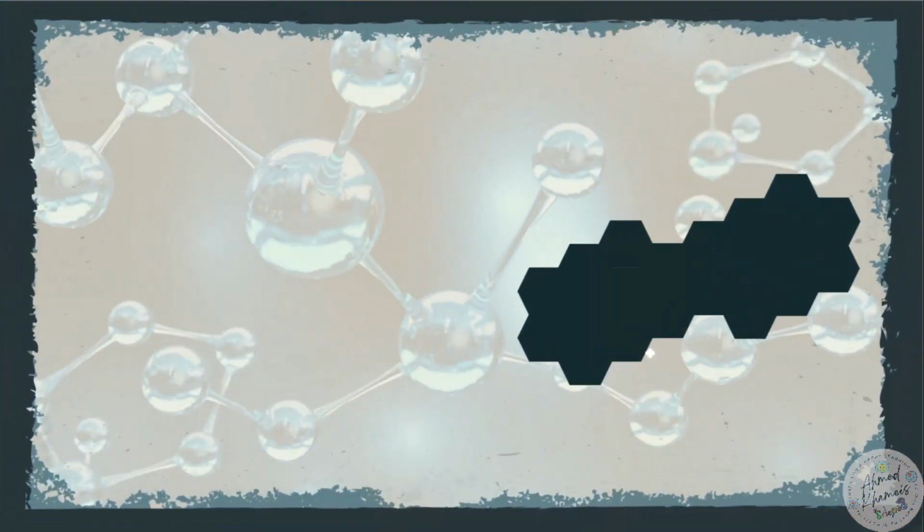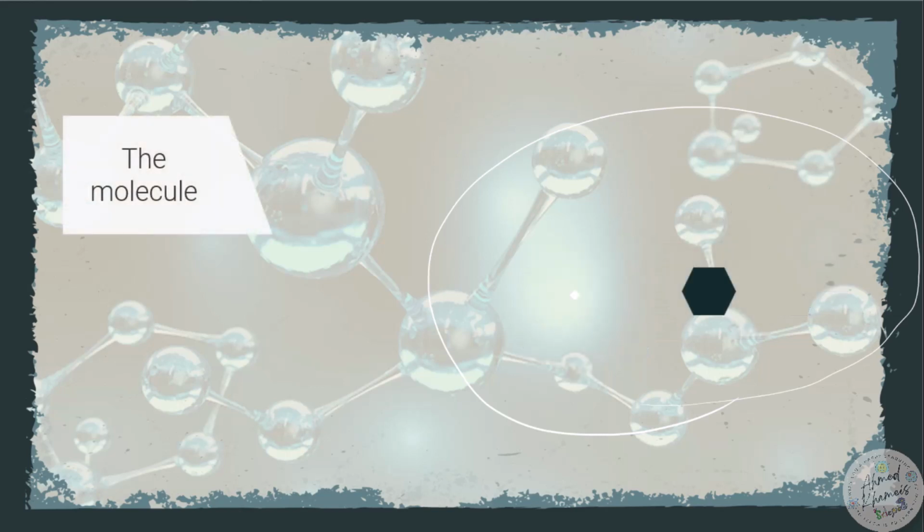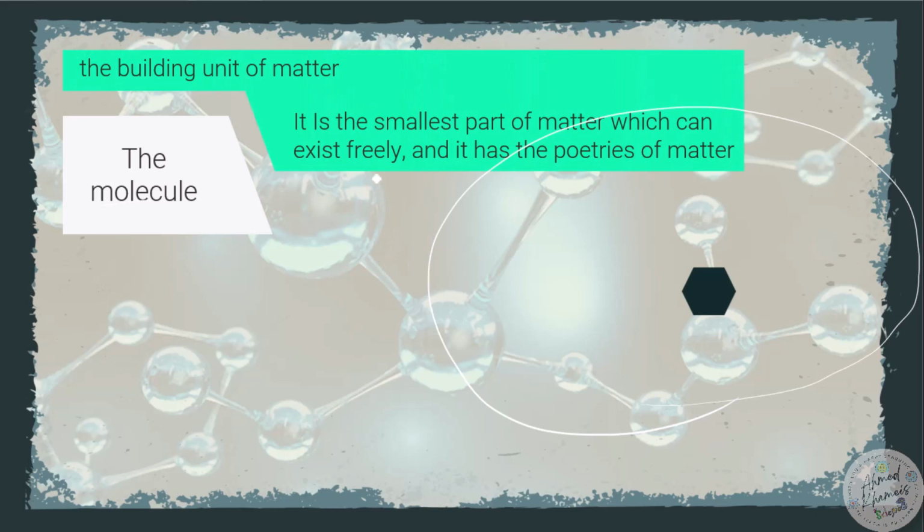So as we say, the molecule is the smallest part. If we imagine that this is matter, and we break it down to the smallest part, we will end up with a molecule. So a molecule is a building unit of matter, or the smallest part of matter which can exist freely and which has the properties of matter.